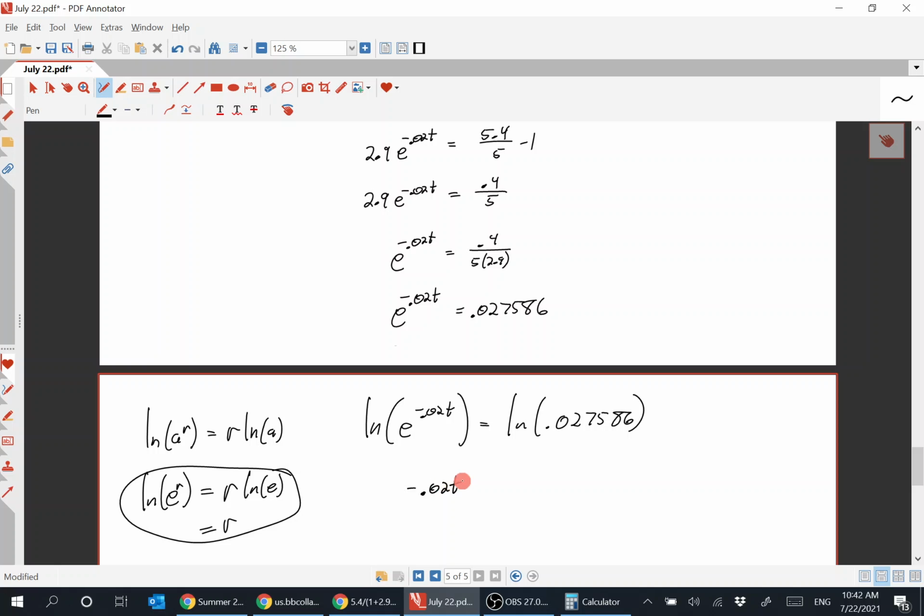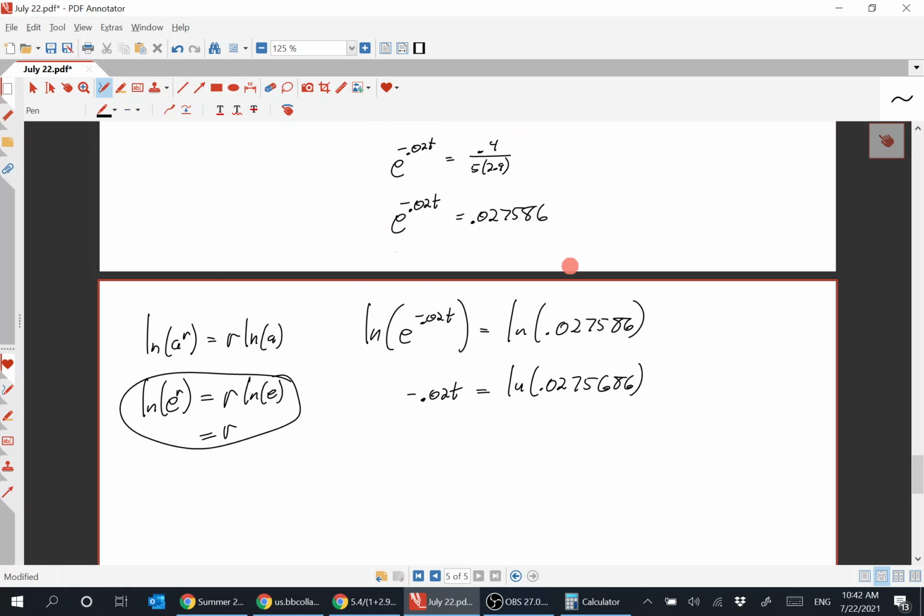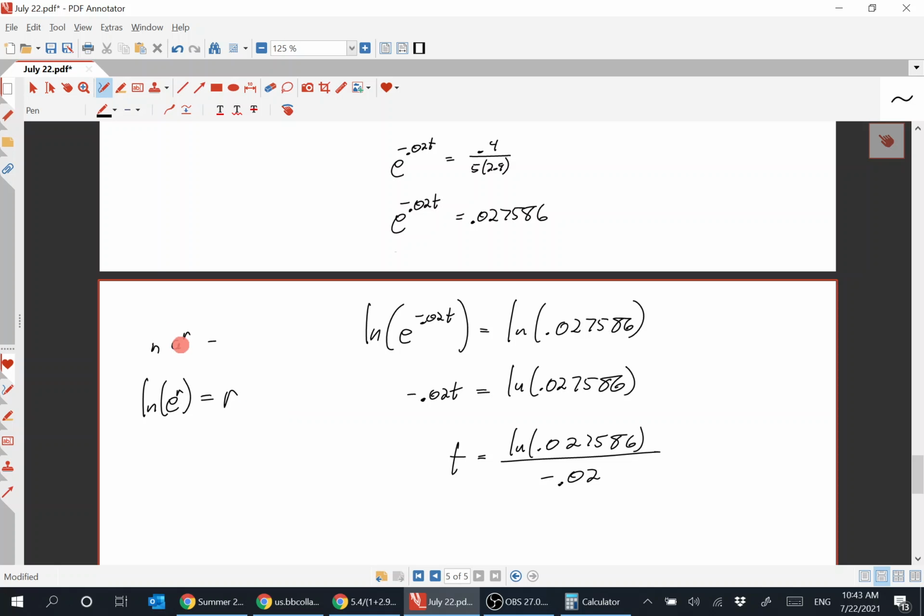So it's minus 0.02t is equal to natural log of 0.027586. Divide by negative 0.02. So is the answer negative? Looking at that, we're dividing the natural log of this number by a negative 0.02. Is that going to give me a negative answer?